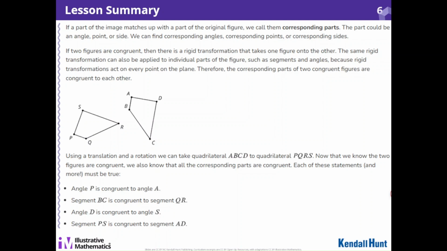Using a translation and a rotation, we can take quadrilateral ABCD to quadrilateral PQRS. Now that we know the two figures are congruent, we also know that all the corresponding parts are congruent. Each of these statements and more must be true. Angle P is congruent to angle A. Segment BC is congruent to segment QR. Angle D is congruent to angle S. And segment PS is congruent to segment AD.